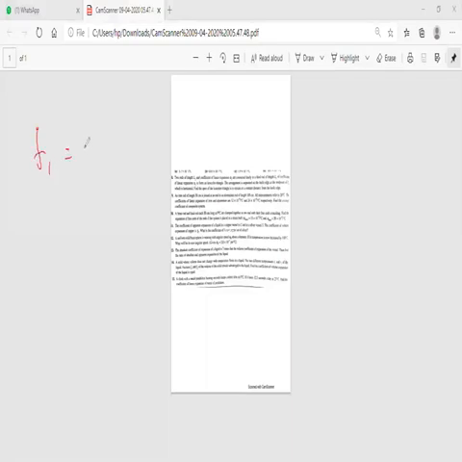So what can you write for F1? Initial volume into 1 plus gamma T1. Volume expansion only. F2 is nothing but, in the second case, 1 plus gamma. What is the other change in temperature? T2.